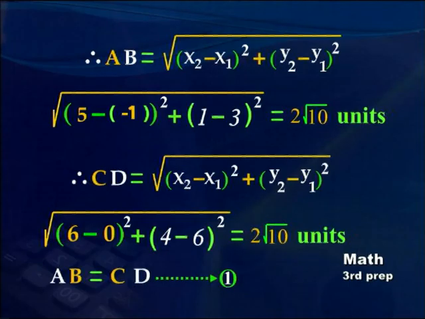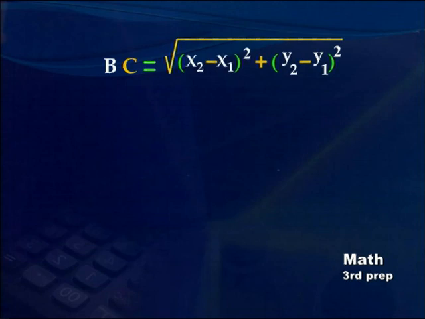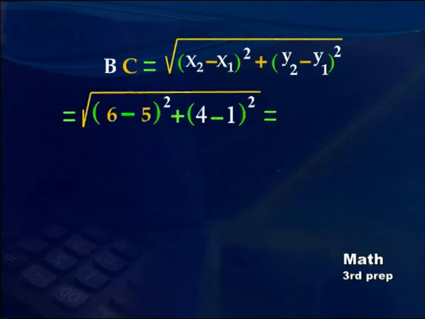Let us first start with BC. BC equals the square root of (x2 minus x1) to the power of 2 plus (y2 minus y1) to the power of 2. By substituting, it is the square root of (6 minus 5) to the power of 2 plus (4 minus 1) to the power of 2, to obtain a result of root 10 units.